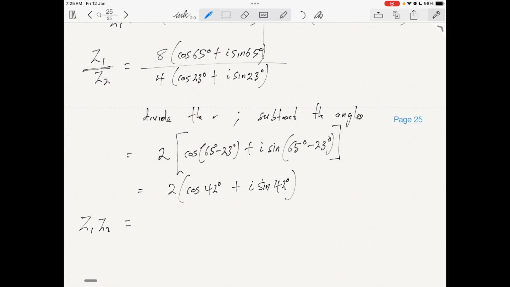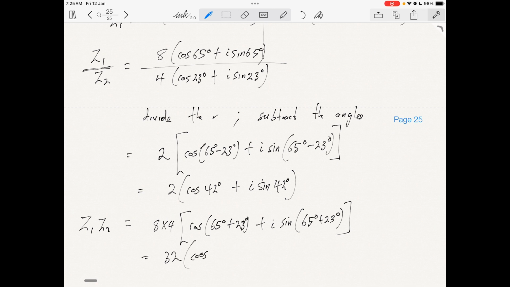Okay, so in Z1 Z2 we multiply the R and add the angle, so that will be 8 times 4 into cos 65 degrees plus 23 degrees plus I sine 65 degrees plus 23 degrees. And this will give us 32 into cos 88 degrees plus I sine 88 degrees.